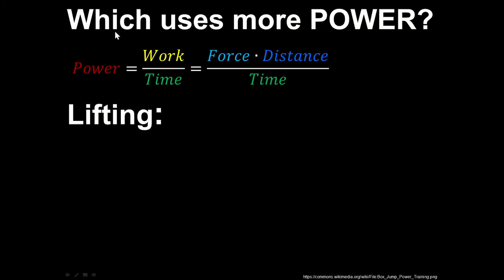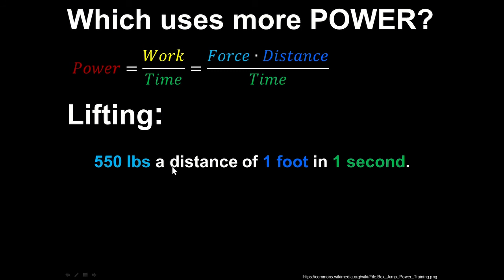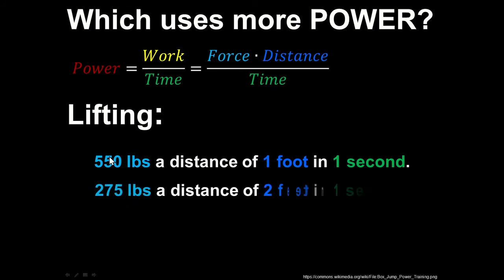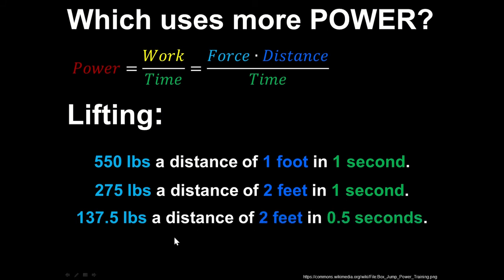All right, now let's say which of these examples uses more power. That would be lifting 550 pounds a distance of 1 foot in 1 second. So 550 pounds, 1 foot in 1 second. Or lifting half as much force, twice as much distance in the same amount of time. So this number is half as much, this number is twice as much, and, well, it's going to be the same thing. It's going to be 1 horsepower.